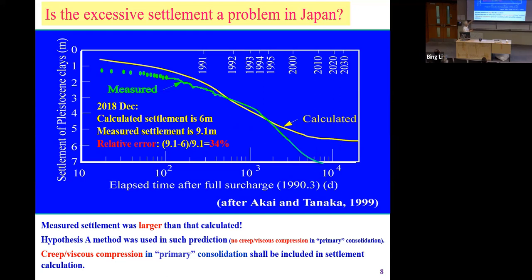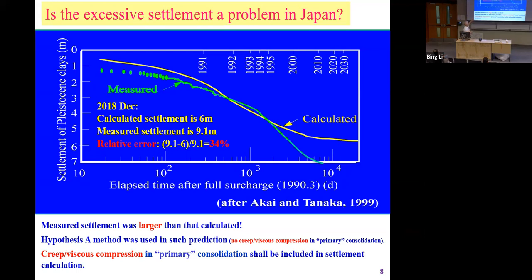The relative error is 34%. So this is a problem here. What's wrong with the calculation? Are the values or parameters not reliable, or does the calculation method itself have some problems?